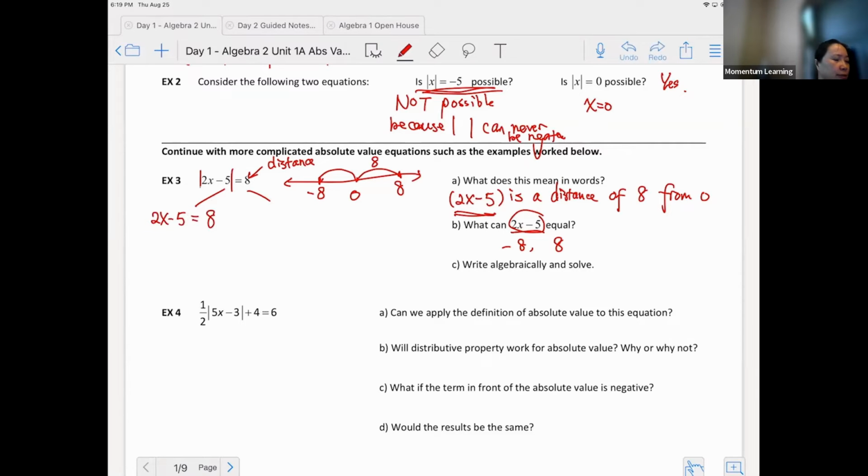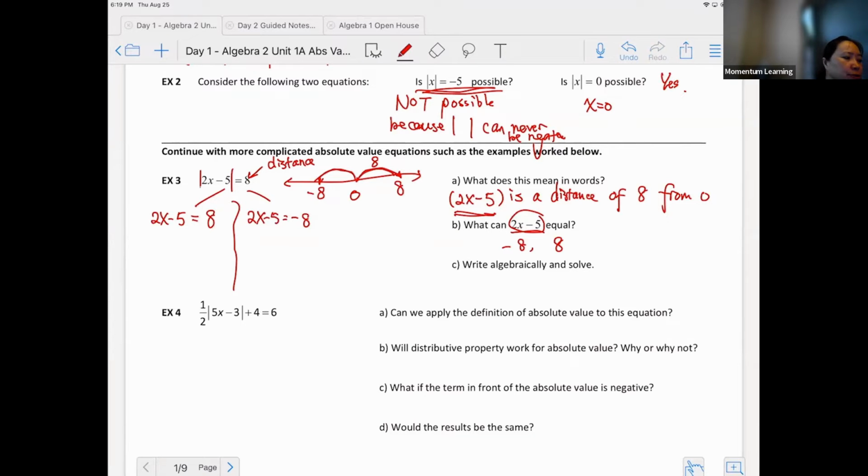Now the other side, so you have two parts. On the other side, you have 2x minus 5 equals negative 8, because the distance is 8, so it can be 8 units to the right or 8 units to the left. Now here is something, just the multi-step equations, that you have mastered in Algebra 1.